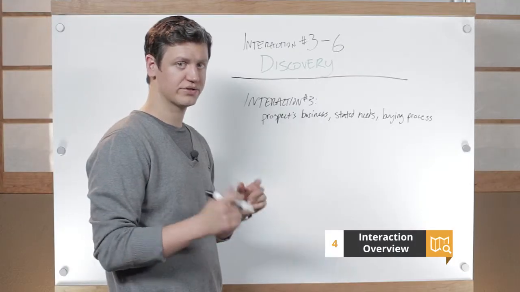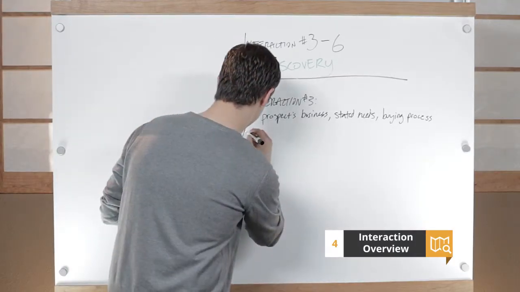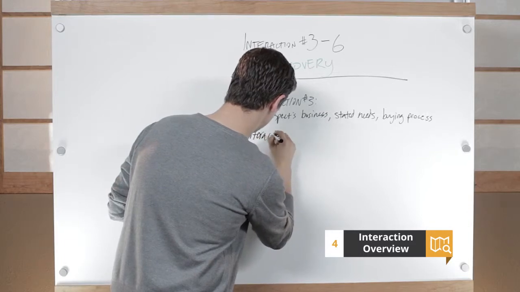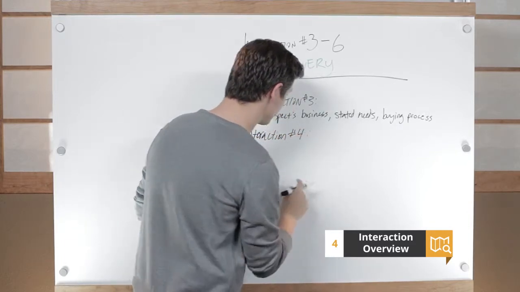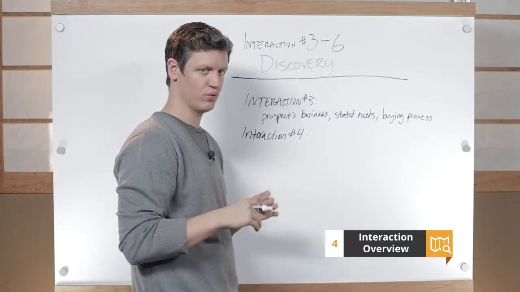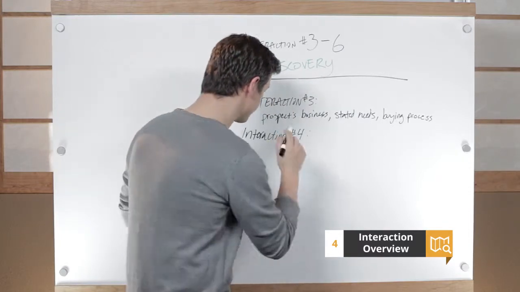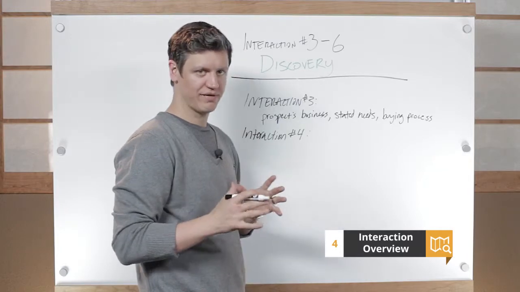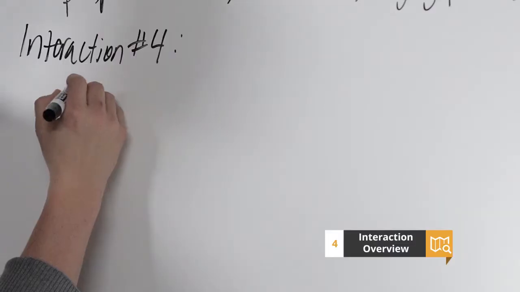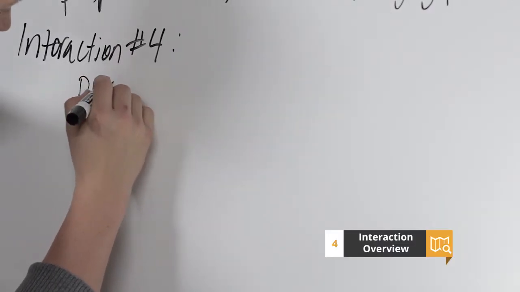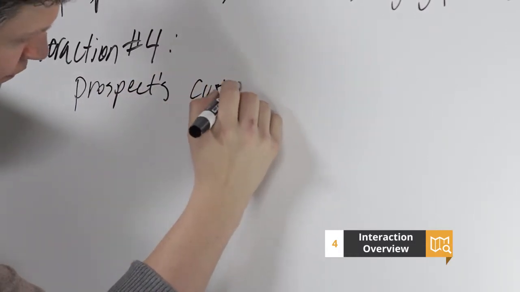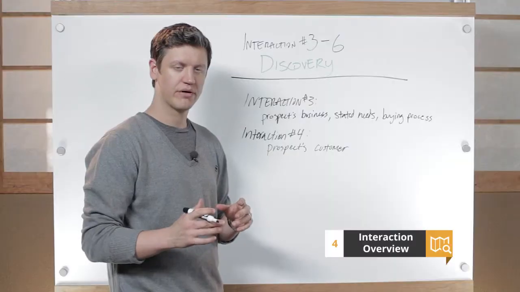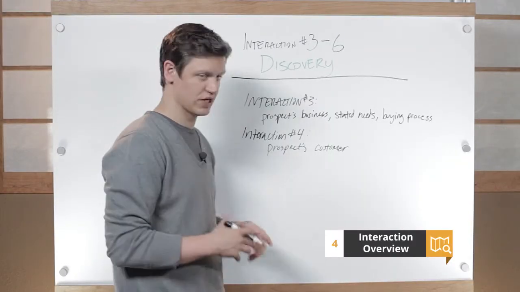Our second discovery interaction, or interaction number 4, so this is going to be the 4th meeting that you've had with your prospective customer, is going to be all about deep diving into who their customer is. So this is all about your prospect's customer. In interaction number 4, we're going to be deep diving into your prospect's customer.